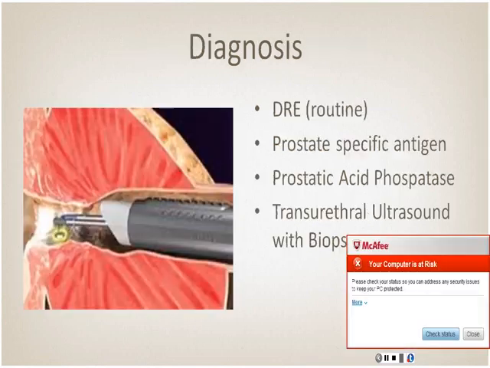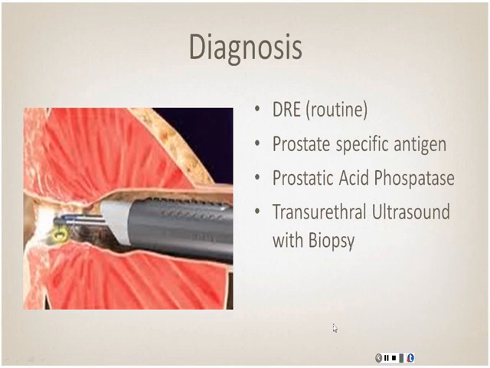Diagnosis is by digital rectal exams. Certainly they can do blood draws for PSA or PAP. These, when they are elevated, indicate cancer. They may also do bone scans to see if it's metastasized to other places.